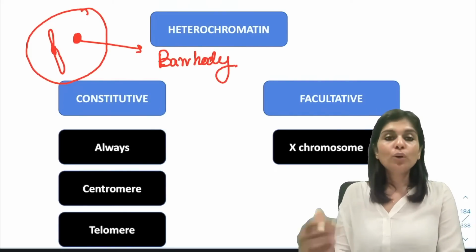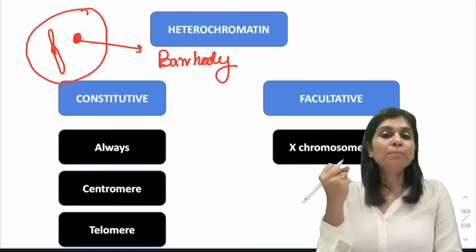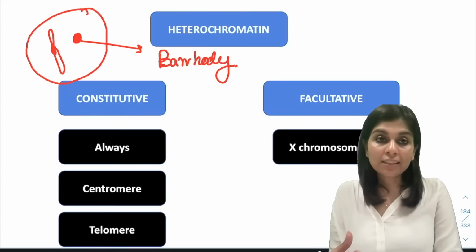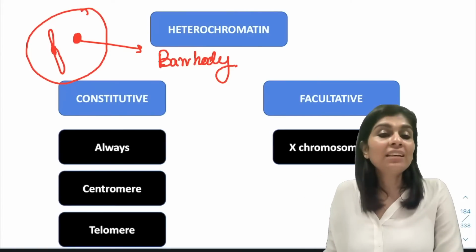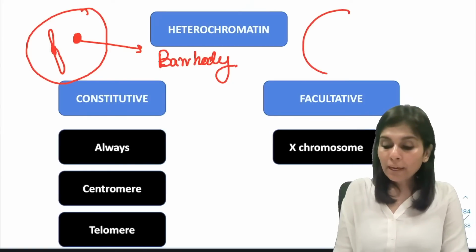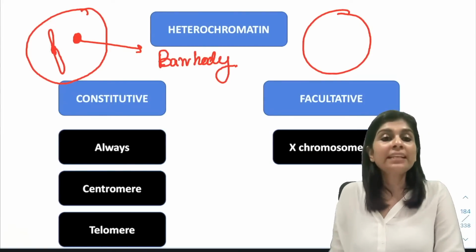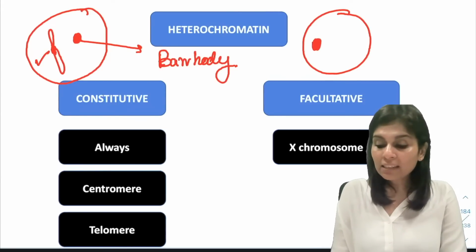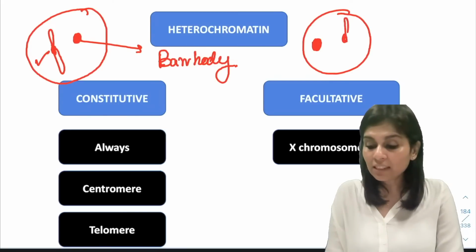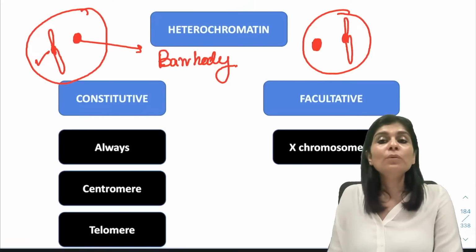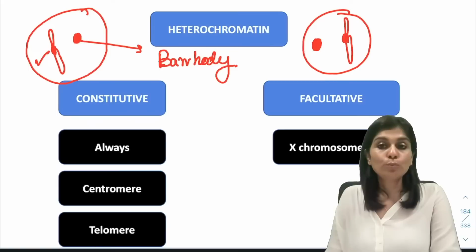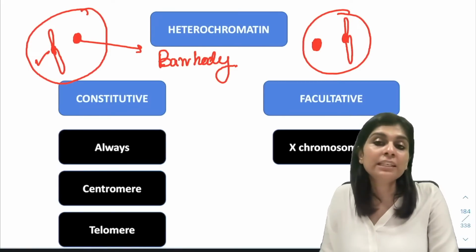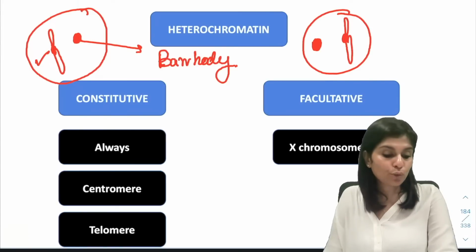Don't we know that? Because it is highly condensed, it stains more densely as the Barr body. So understood, Barr body is heterochromatin, it is transcriptionally inactive. But why am I calling it facultative heterochromatin? When I compare two somatic cells, it's not always the same X chromosome which is inactivated. An X chromosome which is active in one somatic cell will be inactive in the other and vice versa. That is why we call it random inactivation of the X chromosome. And because the X chromosome is randomly inactivated, it's sometimes active, sometimes inactive. That is why it is facultative heterochromatin.